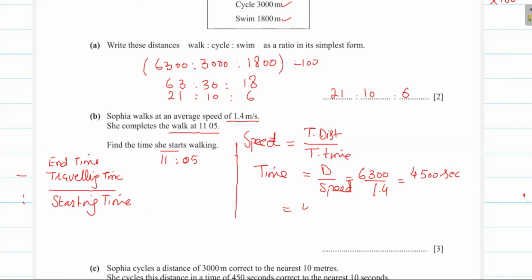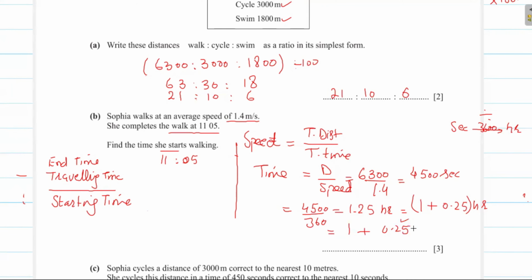We can convert into hours by dividing by 3,600. You know, when you convert seconds into hours, from smaller to bigger unit, you divide this value by 3,600. Therefore, we divide by 3,600, we get 1.25 hours. Now we can write it as 1 plus 0.25 hours. We convert into minutes by multiplying by 60. Therefore, that value will be equal to 1 hour plus 15 minutes. We write here 1 hour 15 minutes is the traveling time.